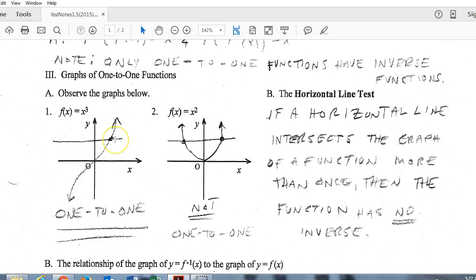So this one does pass the horizontal line test, which means it is a one-to-one function. So this one does have an inverse, but if you compare that to this one here, it would fail the horizontal line test, which means it is not one-to-one, therefore it does not have an inverse function.